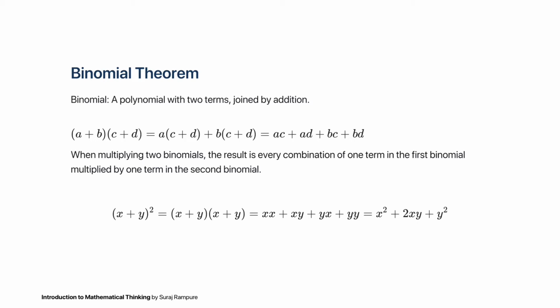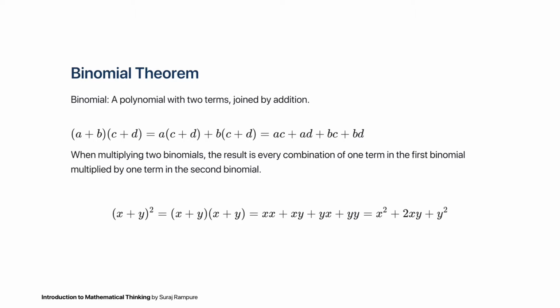So now we want to introduce the idea of the binomial theorem. Okay? So a binomial, we say, is a polynomial with two terms that are joined by addition. So for example, x plus y, we'd say that's a binomial because the polynomial has multiple terms, two of them joined by addition. Okay? So would x plus x squared.